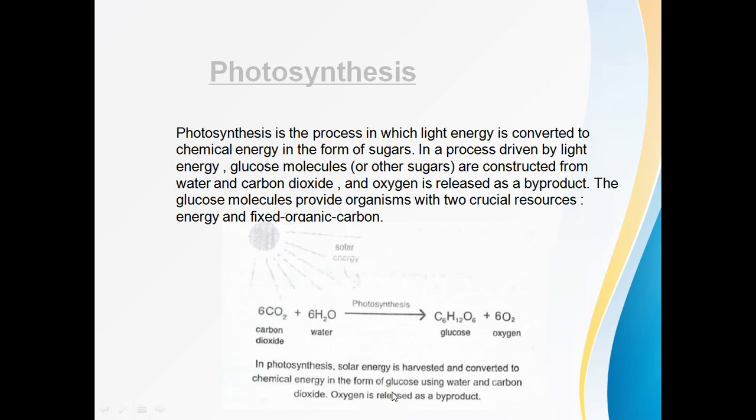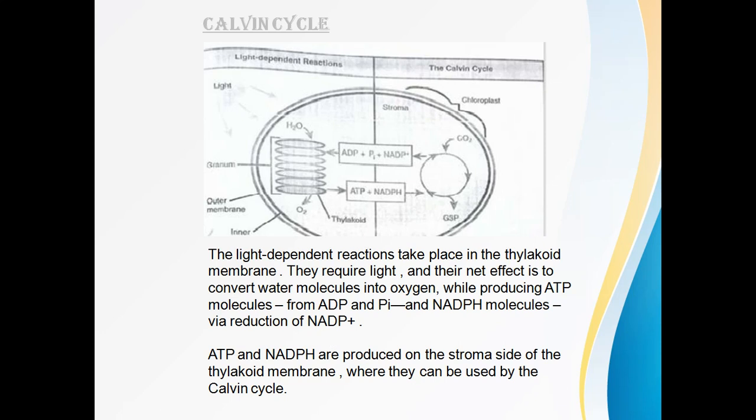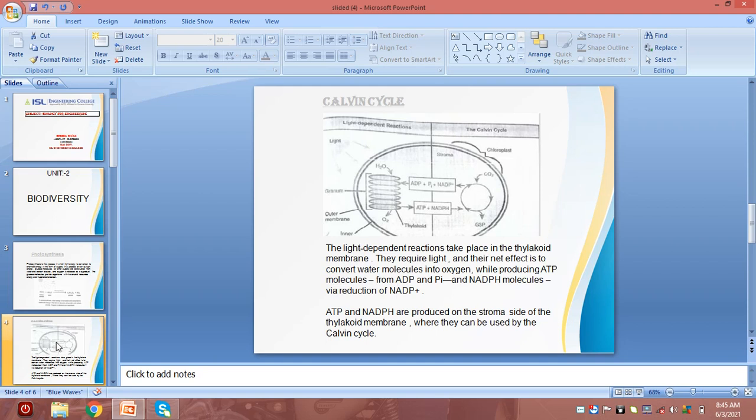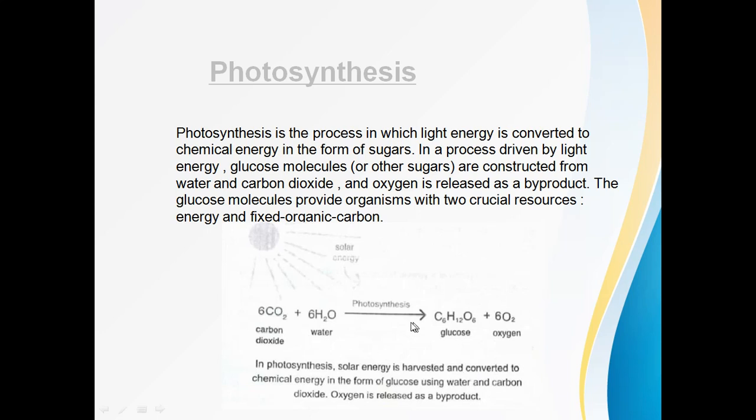So this is the equation of photosynthesis. 6 carbon dioxide molecules and 6 water molecules, in the presence of sunlight, synthesize glucose molecules, which are nothing but sugars, and 6 molecules of oxygen will be released as a byproduct. This is the equation of photosynthesis.